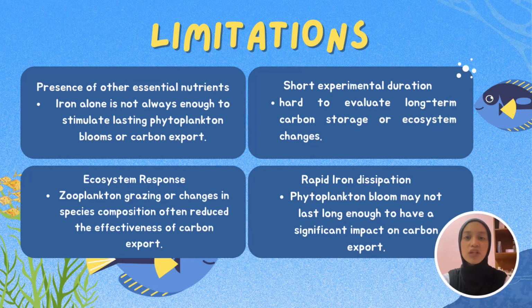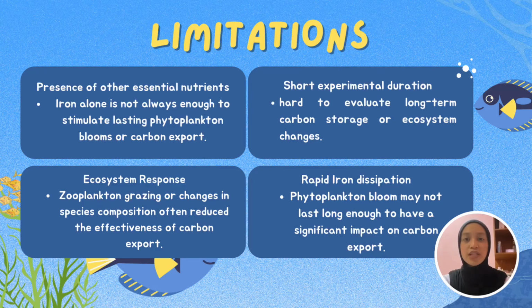So, why did only one experiment show successful carbon export? There are several key challenges that limited the effectiveness of the others. First, the presence of other essential nutrients plays a big role. Iron alone is not always enough. If other nutrients like silica are lacking, phytoplankton growth won't last. Second, the ecosystem response matters. Zooplankton grazing can quickly consume the phytoplankton, and changes in species composition can affect how much carbon actually sinks.